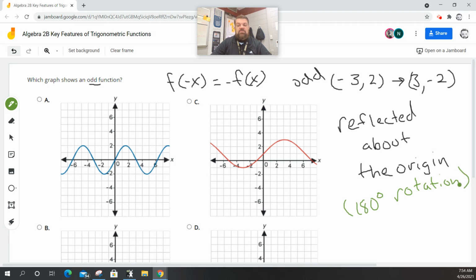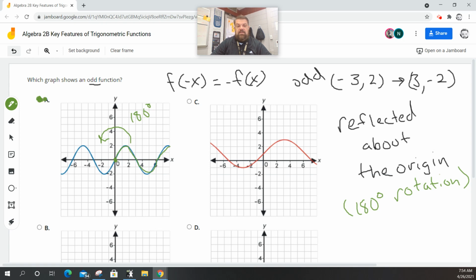So there's two qualifiers, right? This passes through the origin. And if I take this portion of the graph and I rotate it 180 degrees, I will end up right, it'll make this part of the graph. Okay, so it's definitely A.